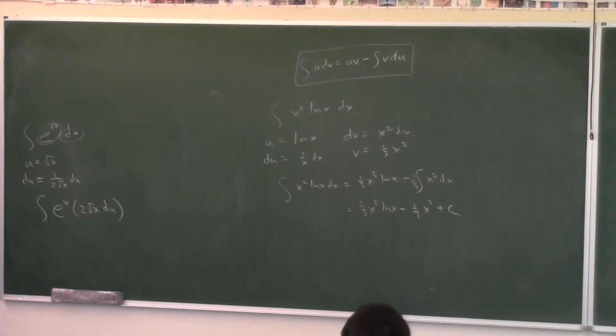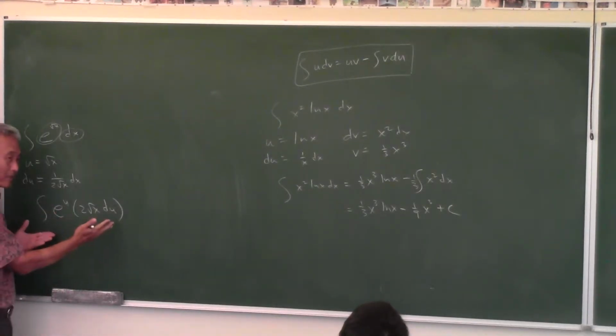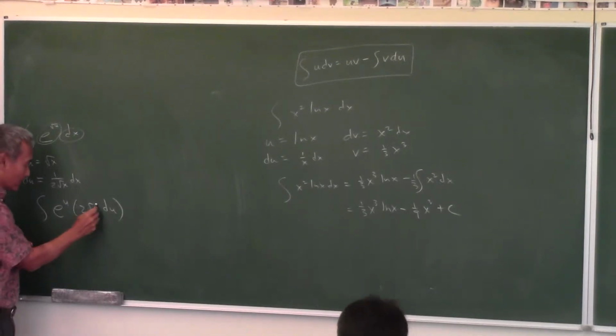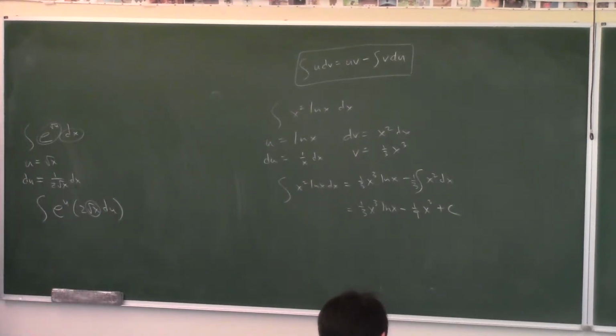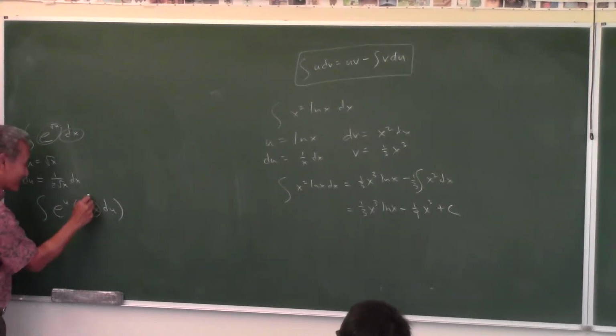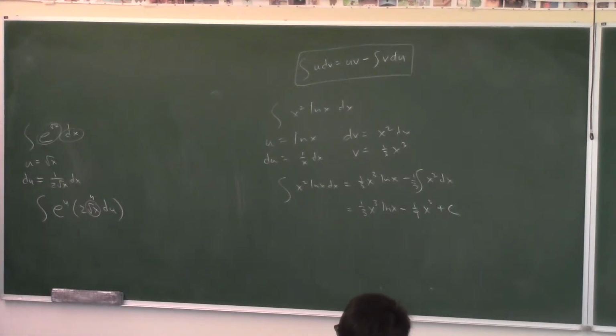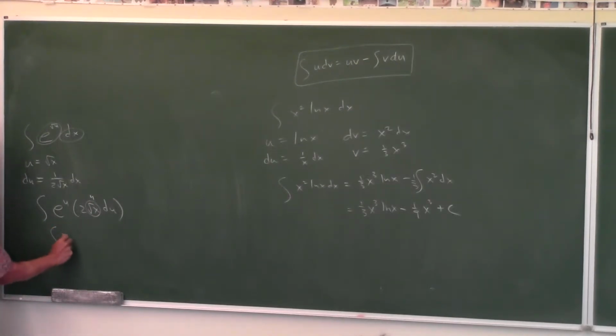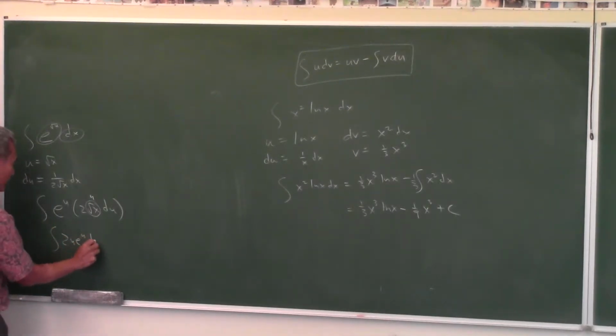Now, if you're going to make a u substitution, we need to have everything in terms of u, but that's not u, or is it? What can I substitute for root x right there? Oh, u. That's u. So this whole integral becomes 2u e to the u du.